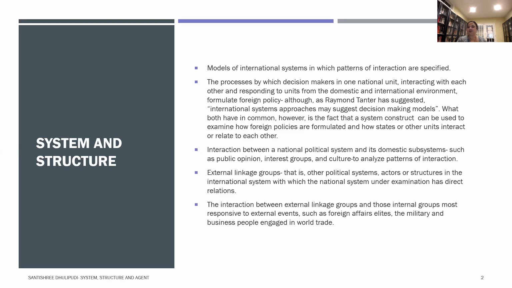Interaction between a national political system and its domestic subsystems, such as public opinion, interest groups, and culture, is analyzed to study patterns of interaction. External linkage groups are other political systems, actors, or structures in the international system with which the national system under examination has direct relations. There is also the interaction between external linkage groups and those internal groups that mostly respond to external events, such as foreign affairs elites, the military, and the business people engaged in world trade.